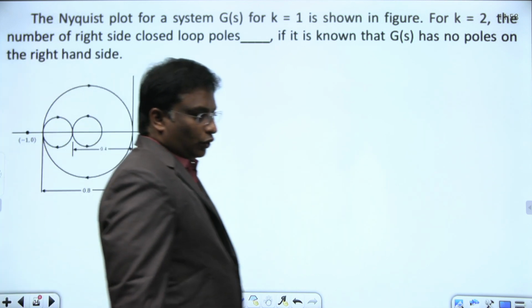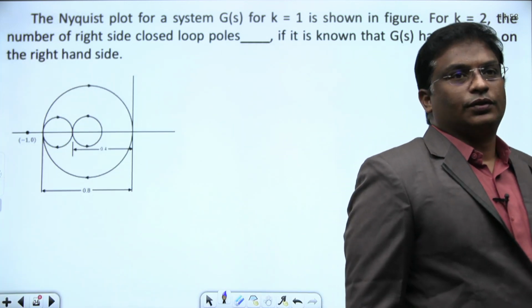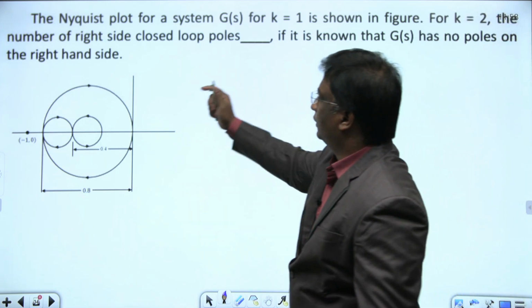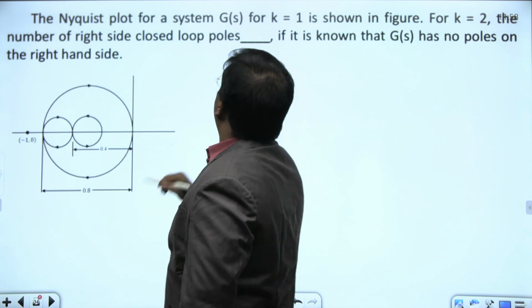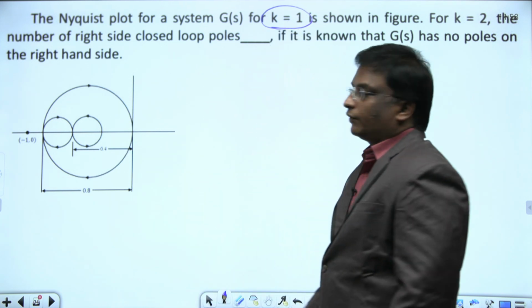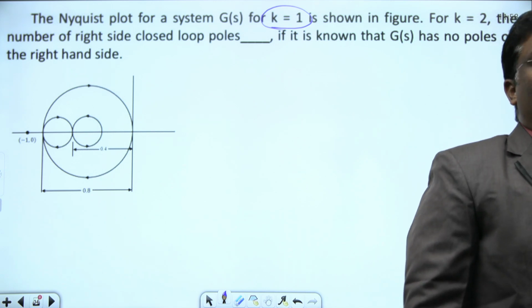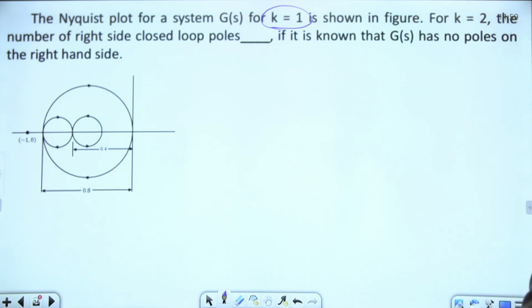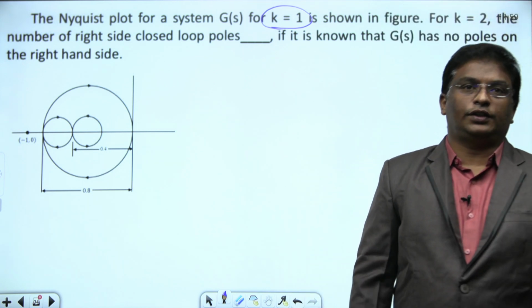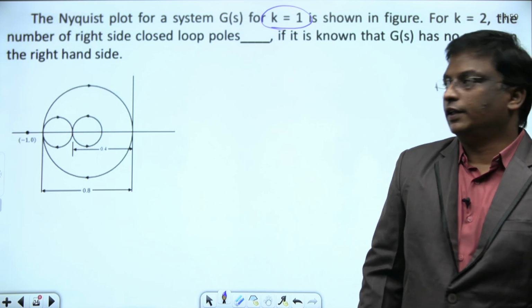Let us move on to the next question. The Nyquist plot of the system G of s is given for K equal to 1, as shown in the figure. For K equal to 2, find the number of right side closed loop poles, if it is known that G of s has no poles on the right half of the s plane.